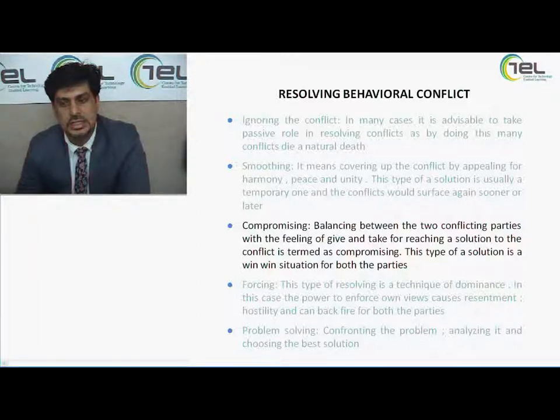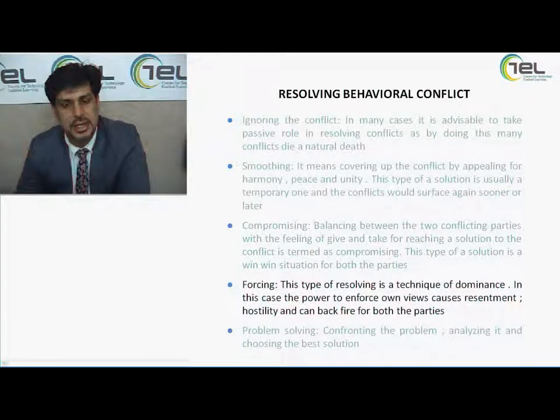The next is called the forcing technique. This type of resolving is a technique of dominance. The power to enforce one's own views causes resentment, hostility, and can backfire on both the parties. This technique is of dominance, which means one of the parties is being forced to accept the solution.